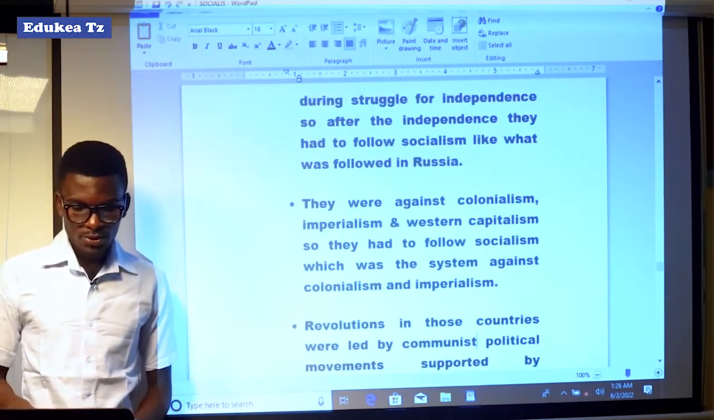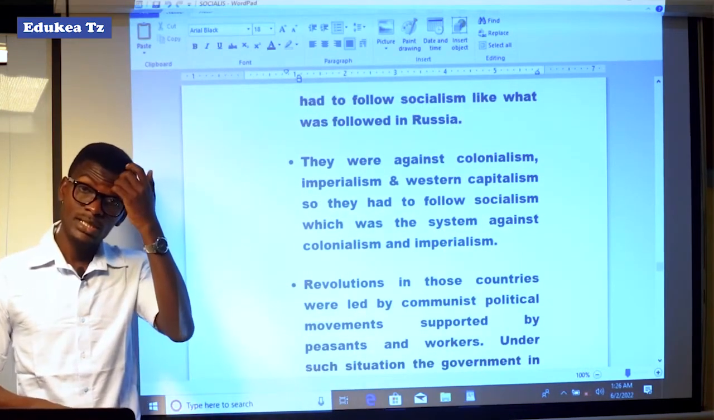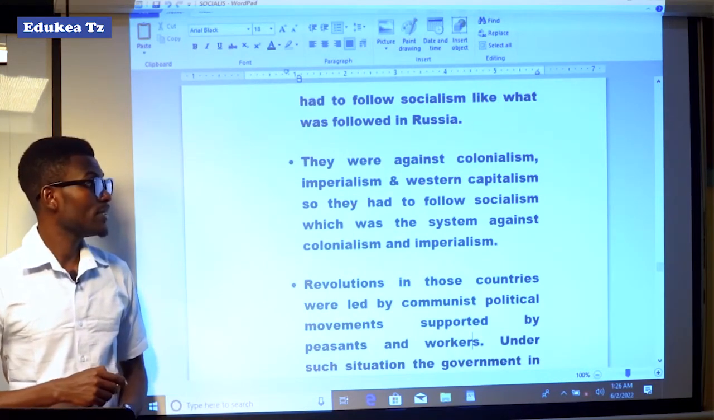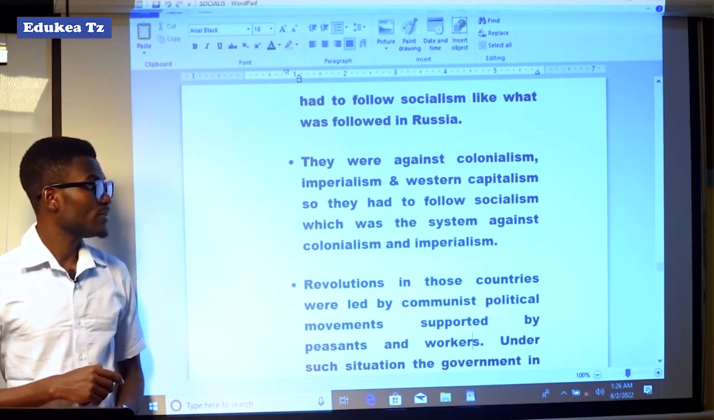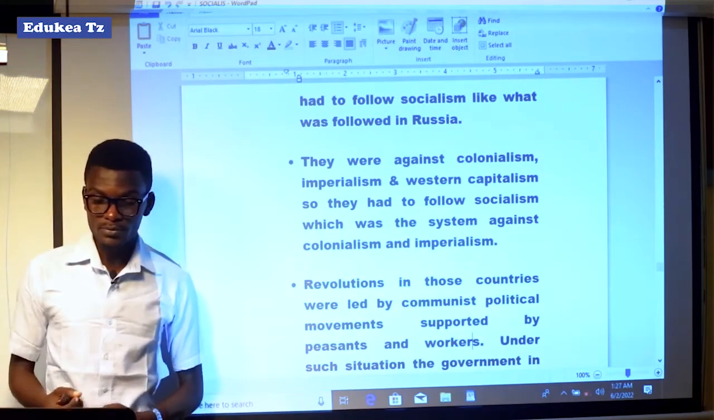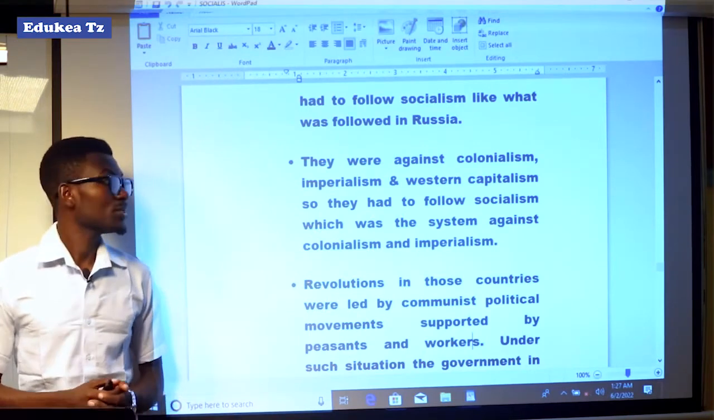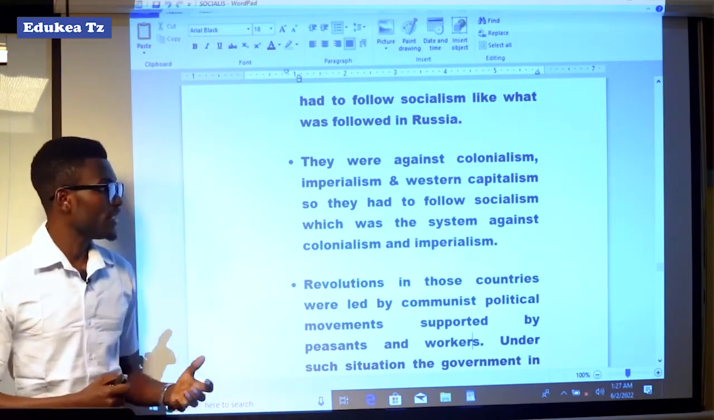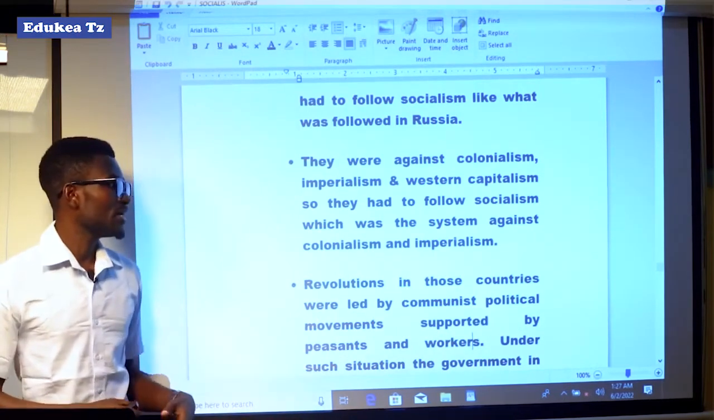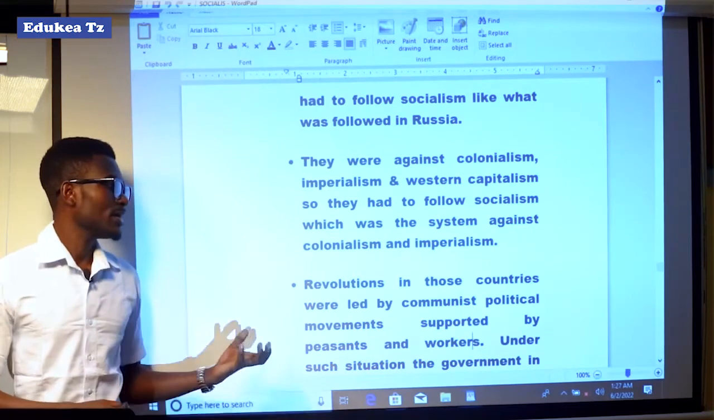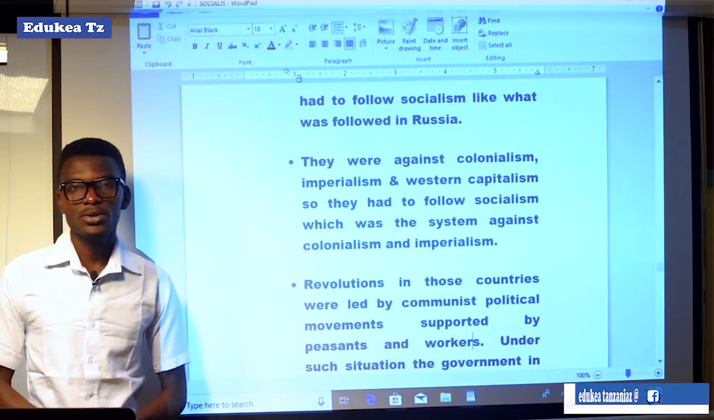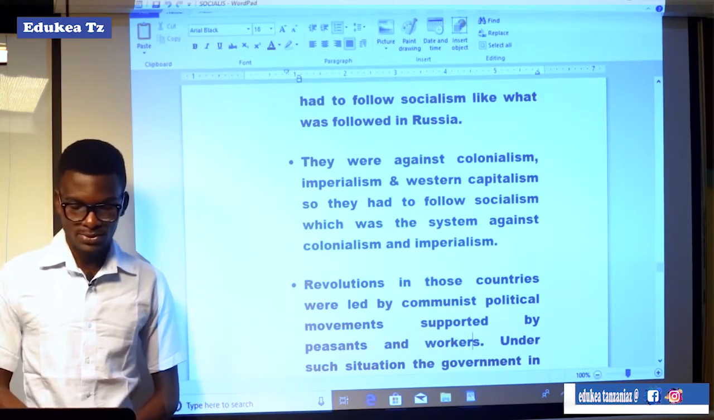Also, another reason for adoption of socialism in third world countries was that they were against colonialism, imperialism, and Western capitalism. So they had to adopt socialism, which was the system against colonialism and imperialism. That made the third world countries adopt socialism in their respective countries.